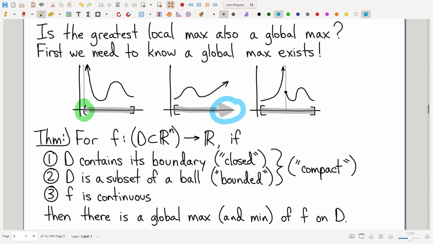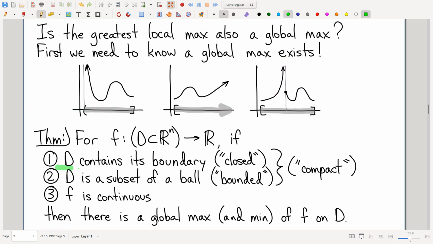Analogously, if you're unbounded, well, the function can just keep getting bigger and bigger. Or if your function is allowed to have a discontinuity in it, well, then you could just approach infinity right in the middle of your interval. Right? And again, no maximum value. So what we need to do is to figure out how to eliminate these possibilities.